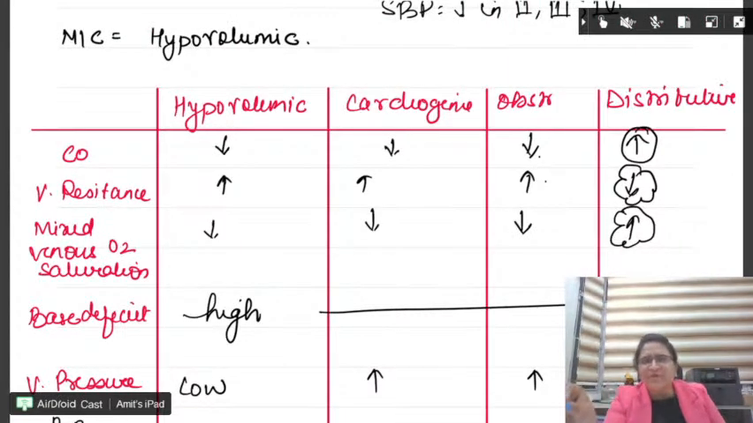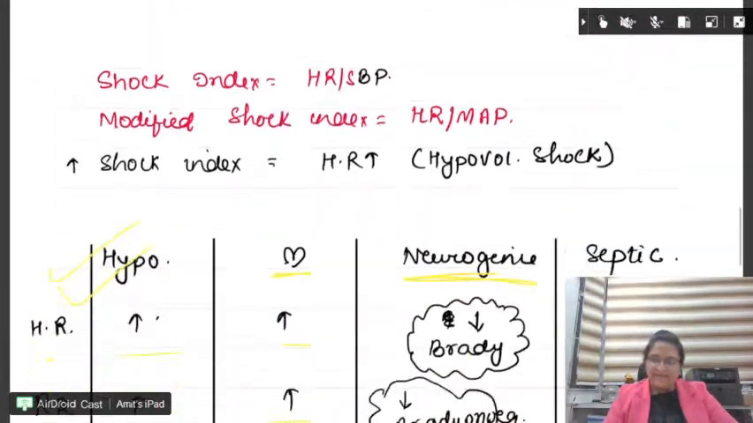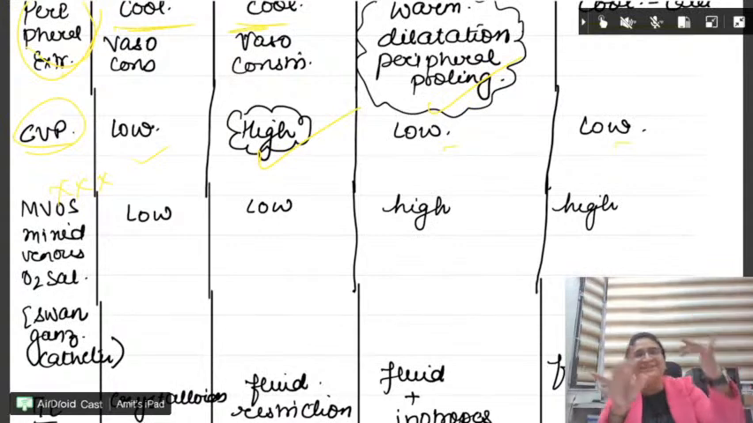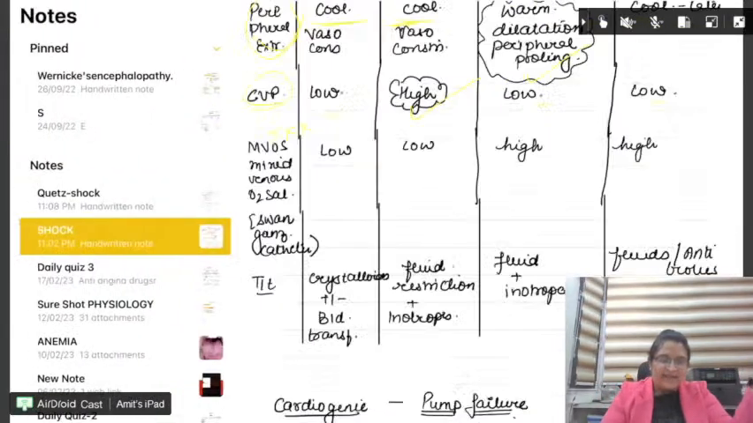Sometimes they love to give you obstruction. That is why I have not put it in the first and second charts. The first two charts are very important; you cannot forget them. And distributive, as you have rightly said, includes three: neurogenic, anaphylaxis, and septic. So please remember these two charts. Please remember the treatment. What is the treatment that we are giving?